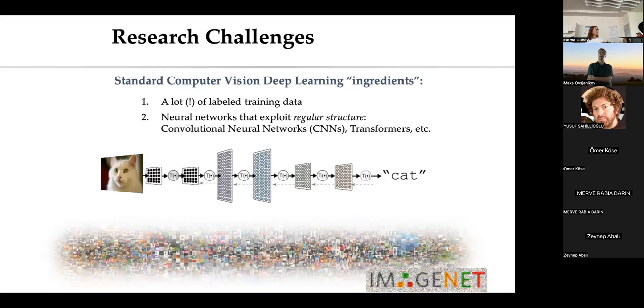So if you're, for example, starting with convolutional neural networks or transformers, they typically have some way of using the fact that an image is just a grid of pixels, basically, right? And this is a fundamental thing that is exploited.